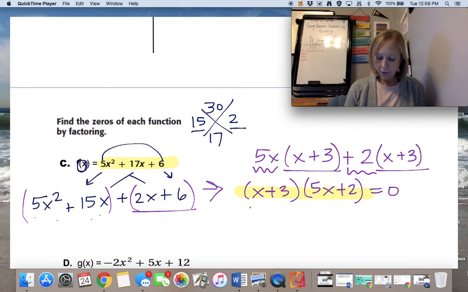Well, this first one's pretty easy. x plus 3 equals 0. That's just like the ones we did. So this x is negative 3. Negative 3 plus 3 is 0.